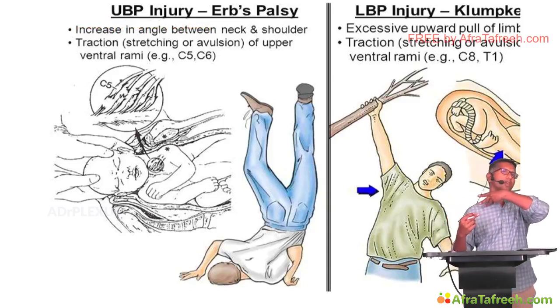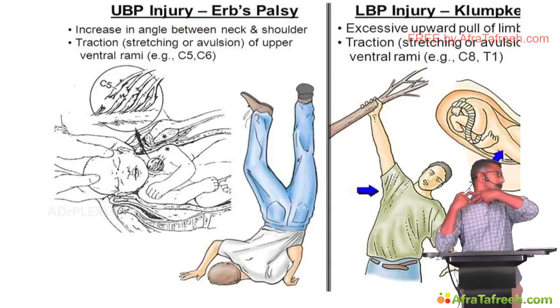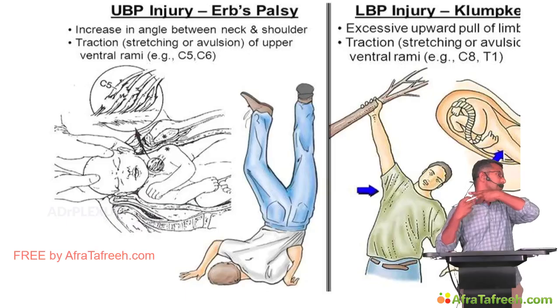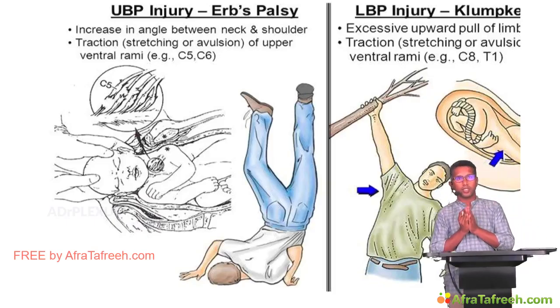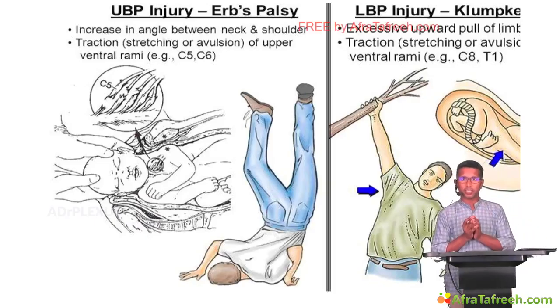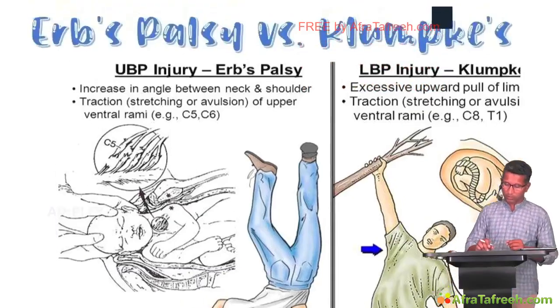You have three trunks which run in the neck region. One is the upper trunk, the middle trunk, and the lower trunk. So when there is an increased angle between the head and the shoulder, the upper trunk can get injured. The injury to the upper trunk of the brachial plexus is called Erb's palsy.